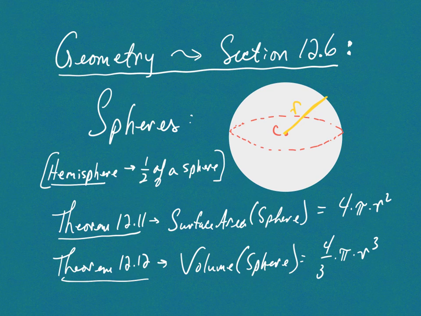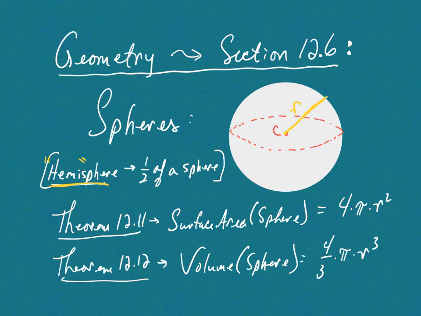Okay? Now, before I get to the theorems, I also want to remember, before I forget, that a hemisphere is defined to be half of a sphere. So a little bit different prefix when we're in three dimensions. Instead of semi, like we had with circles, now it's hemi when we're talking three-dimensional. So hemisphere is half of a sphere. Okay?